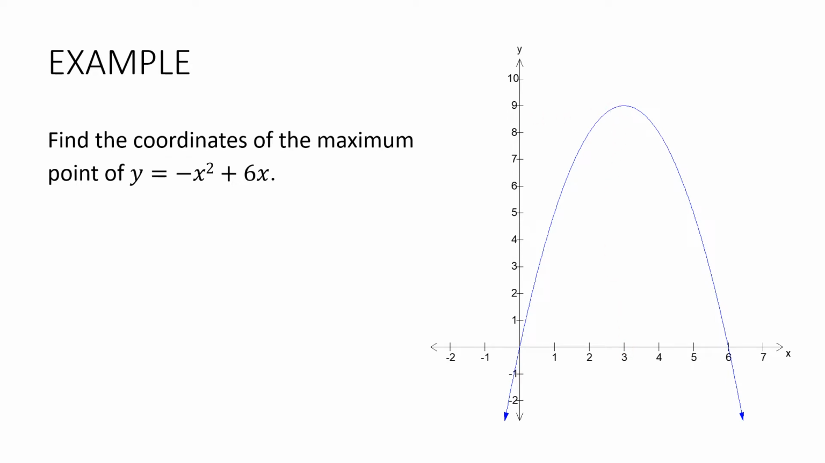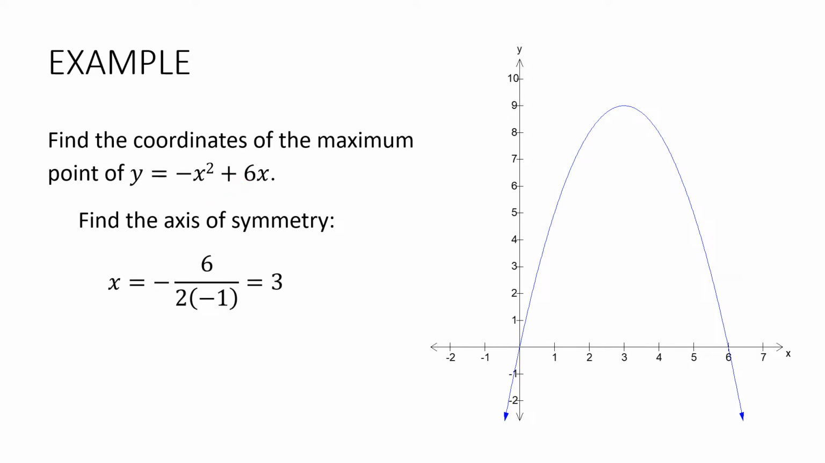We're going to use the axis of symmetry formula to find the x coordinate, then substitute back into the equation to find the y coordinate. So our axis of symmetry formula is negative b on 2a. So negative 6 on 2 lots of negative 1. And so x is equal to 3. So there's our axis of symmetry.